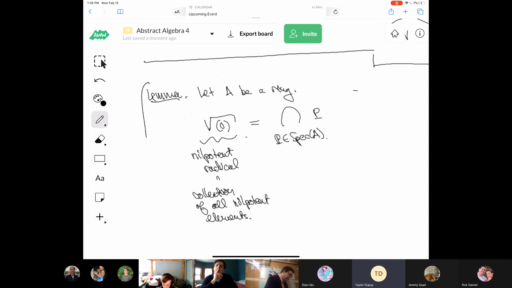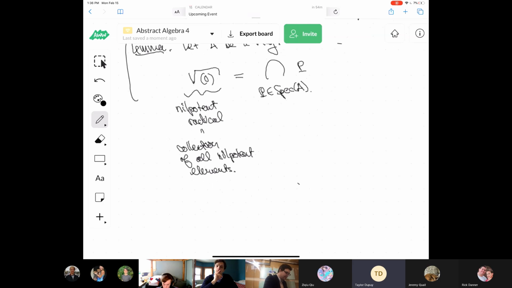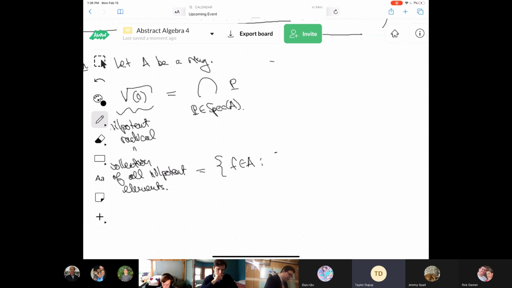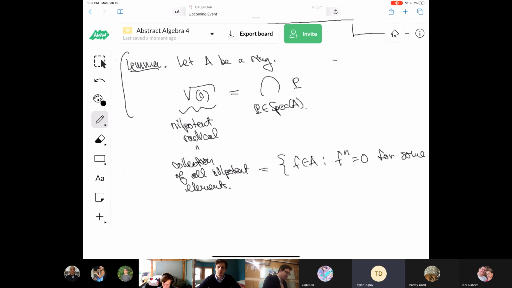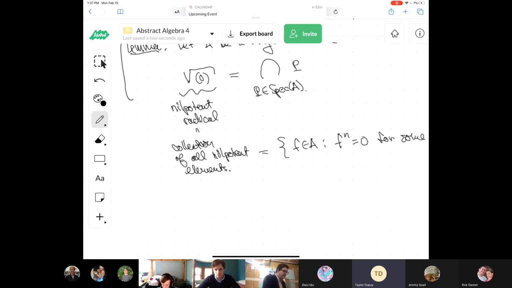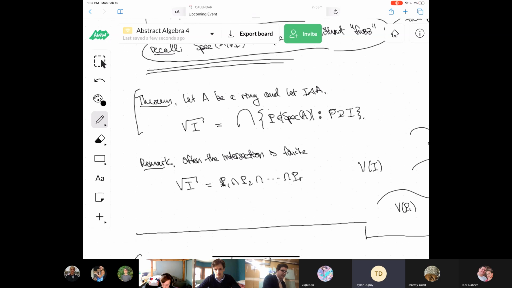Okay, so this is the lemma that we have. So what is this thing? This is the set of all f in A such that f to the n is equal to 0 for some n greater than or equal to 1. It turns out that all the nilpotent elements form the radical of the 0 ideal, because the radical of the ideal is all the things such that f to the n is in the ideal for some power. And it turns out that's the intersection of all prime ideals. This theorem is going to imply this theorem.